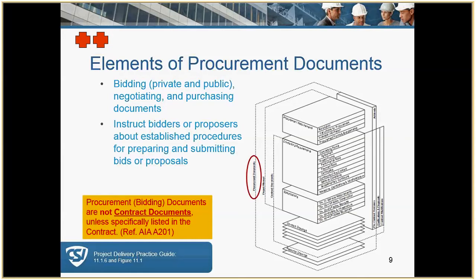Note that procurement documents are not contract documents unless they're specifically listed in the contract. The procurement documents are used for bidding and negotiating and purchasing. They encompass all of the documents in the figure, including the specs and the drawings, except for contract documents and modifications.